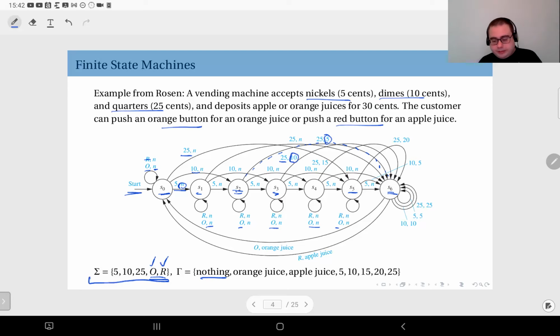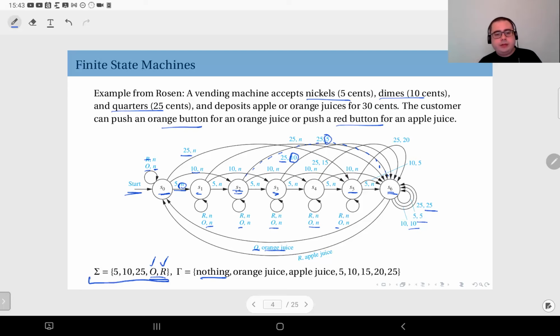And whenever you are in S6, first of all, you are ready to deposit the juice if required. But if more money is input, you just give it back. If 25 is input, you give 25 back. If 5 is input, you give 5 back. But if the orange button is pressed, you just give the orange juice. But now the money has been spent, so you go back to your initial state.